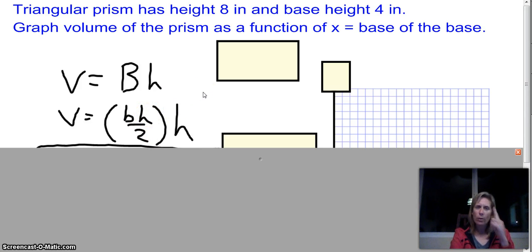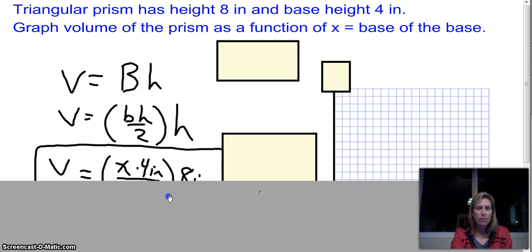What do we know from the word problem? The triangular prism has a height of 8 inches. So which height is that? The height of the prism. You got it. It's here, the height of the prism. And then it has a base height. So its base is a triangle. The triangle's height then is 4 inches. So that is here, the triangle's height.